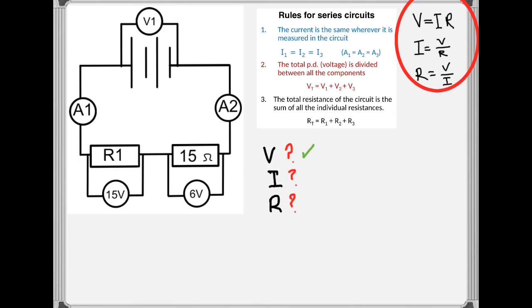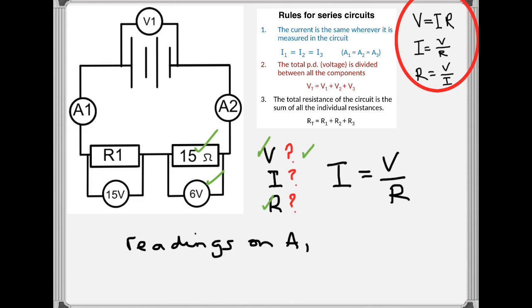Up in the top right-hand corner, I've circled the rearranged formulae. I need to find some combination of variables that are going to allow me to work with one of those formulae. And it's here. So I've got 6 volts and I've got 15 ohms. That gives me V and R, so I can solve for I. And if I do that, that's going to give me the reading on A1.